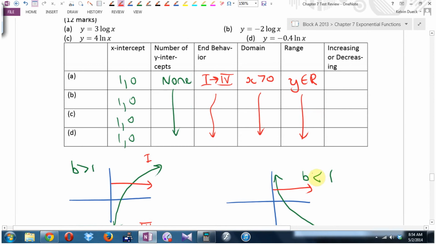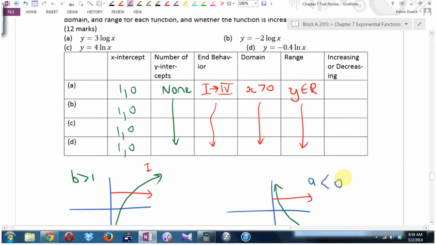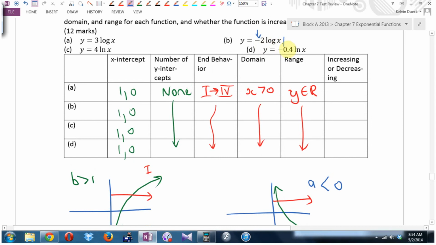So the other way to make this decreasing is to have A be negative. This will decrease, this will decrease, this will increase, this will increase. That's right, we're not changing the bases with you guys this year. So it's going to be increasing, decreasing, increasing, decreasing.